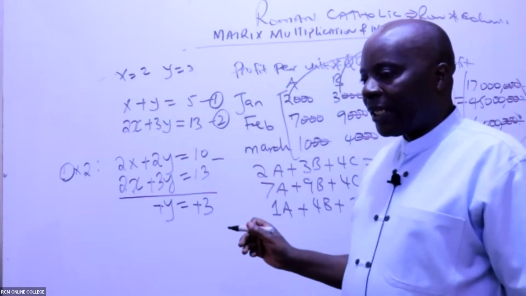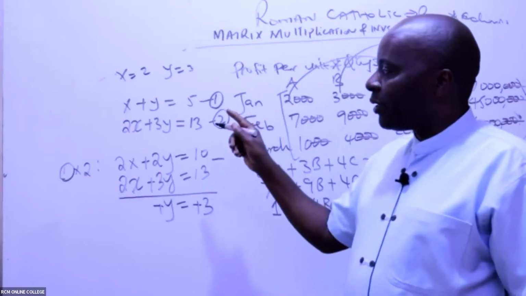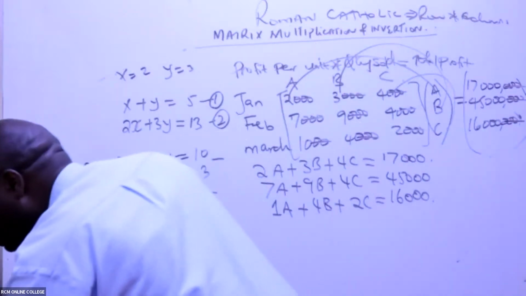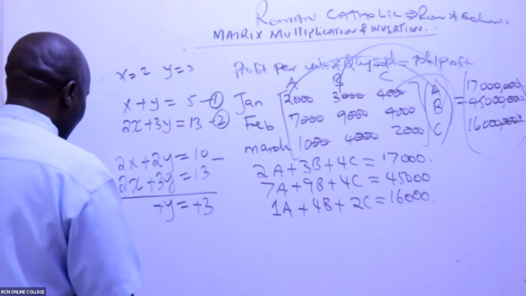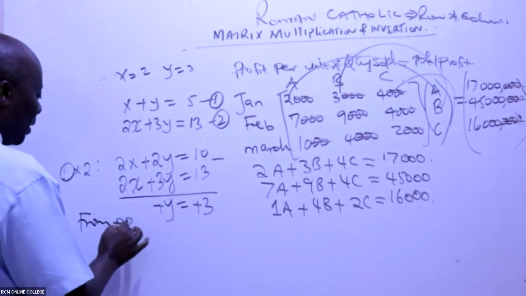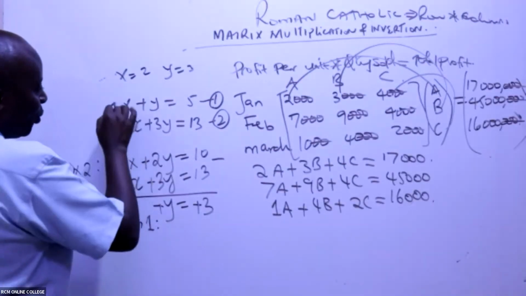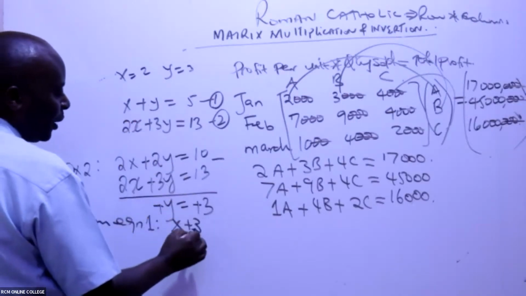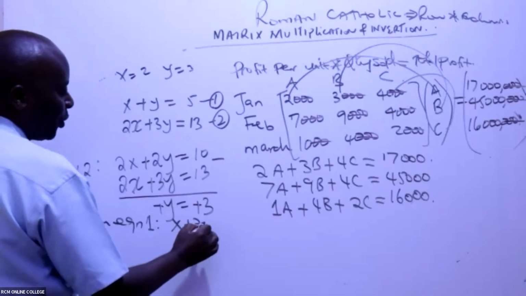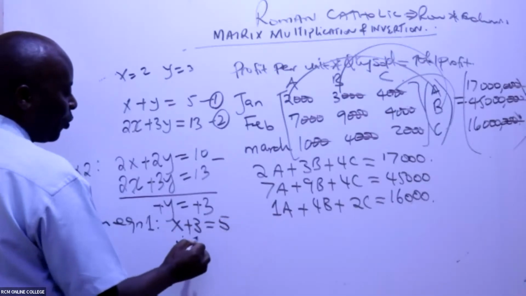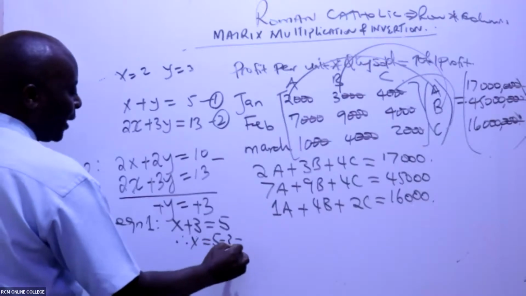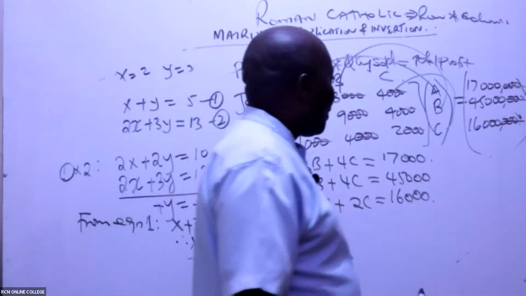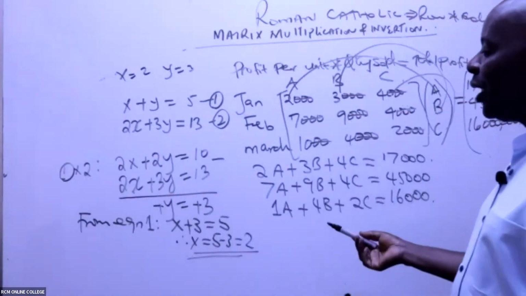Once I get that, I will be able to get the value of x from any of the two equations. So from equation 1, it is x plus y. And y, we have gotten to be 3. So x plus 3 equals 5. Therefore, x will be 5 minus 3, which gives me 2.